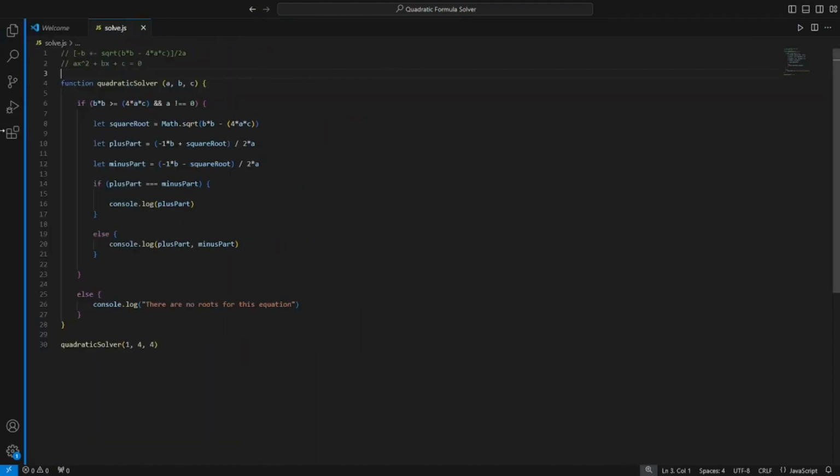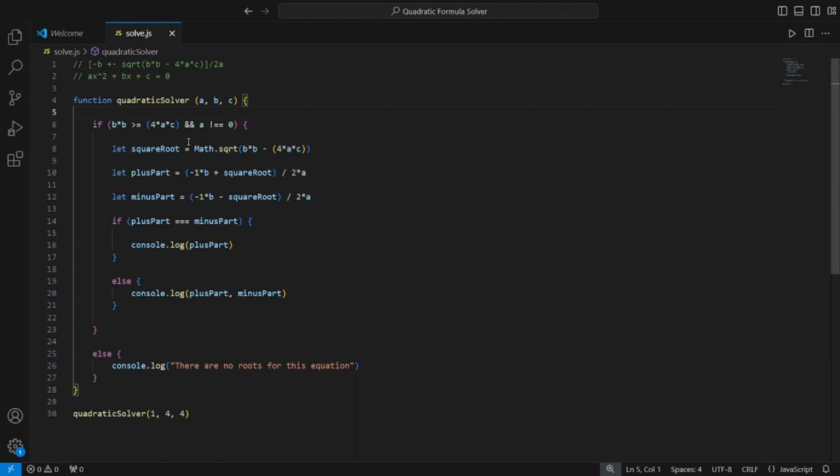As you can see here, I've created a file called solve.js and then a function called quadratic solver. I'll zoom in. Up here I put the quadratic formula and quadratic equation for you. This one here is the equation, and this one here is the formula, right? So this formula takes in the inputs of the equation, A, B, and C, and computes the roots for this equation, so the x-intercepts.